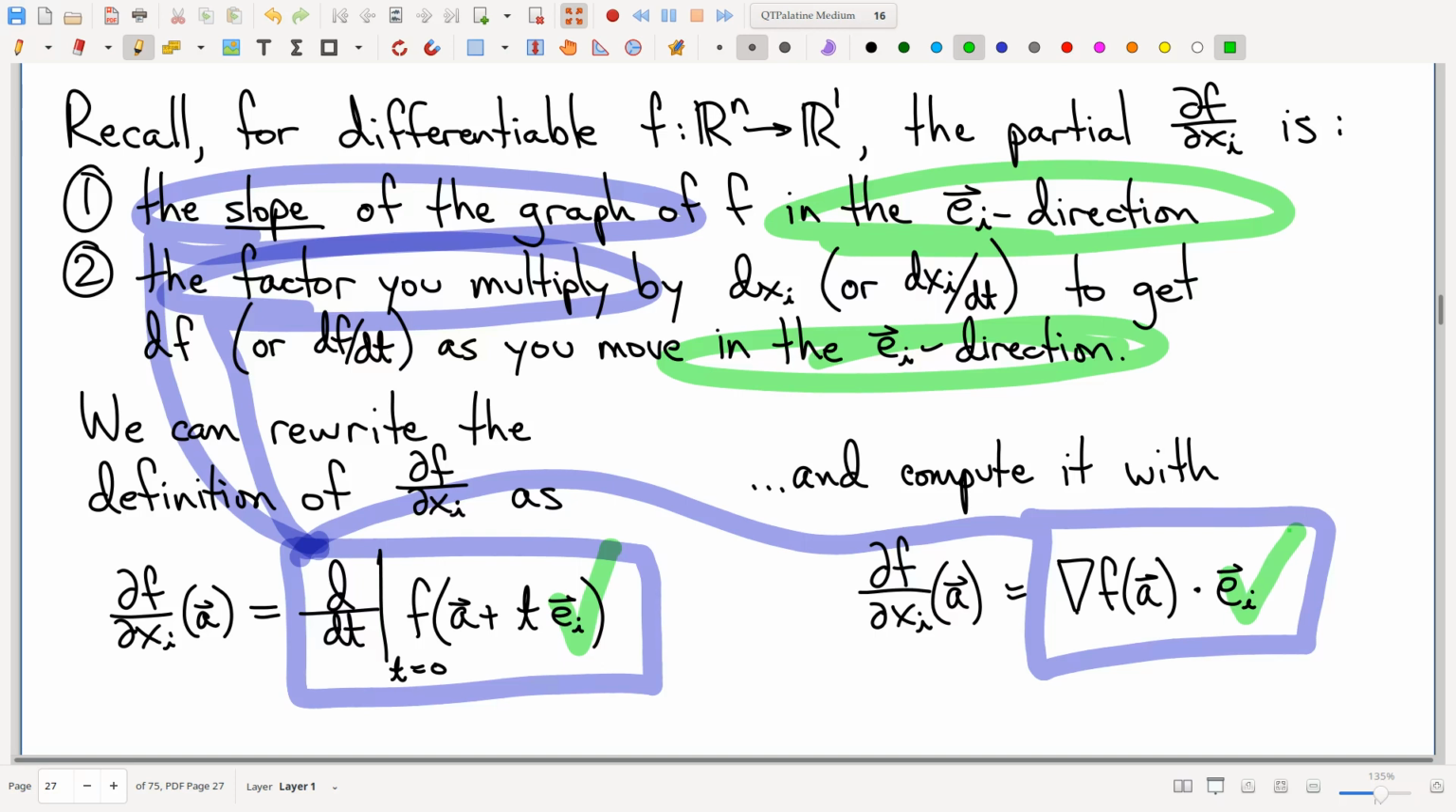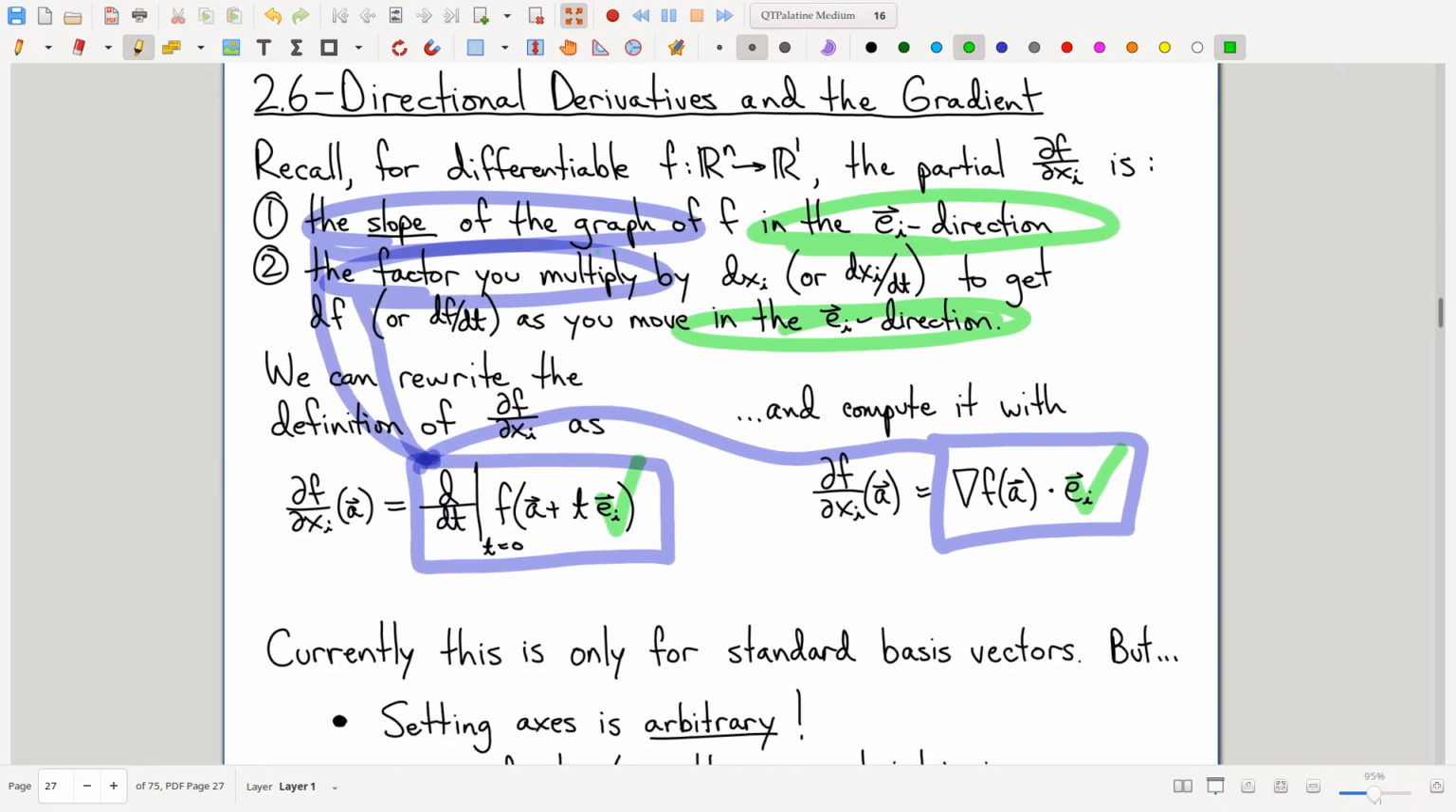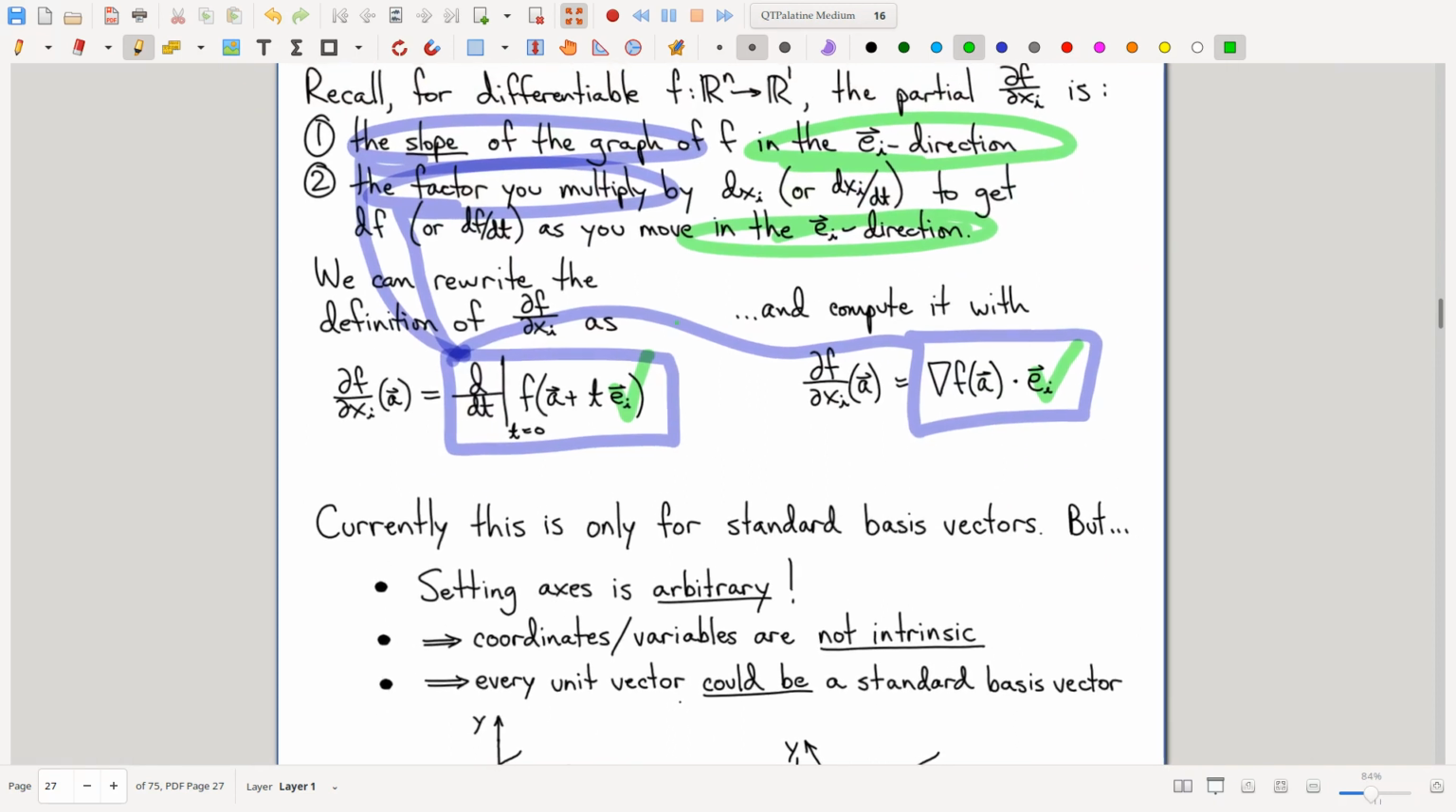Everybody cool? I didn't really do anything here. Instead of viewing these things as properties of partial derivatives, I'm just going to view these three things as being properties of that expression. For no apparent reason. All right, here's the reason. Yes, this only works for standard basis vectors.